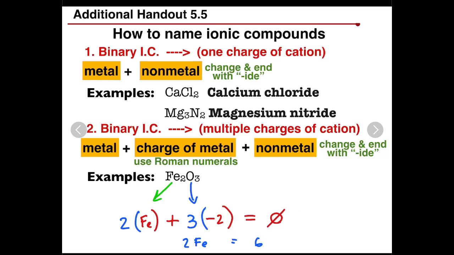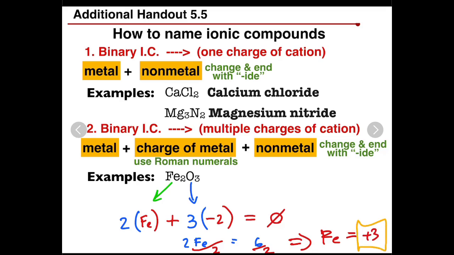Then you're going to divide both sides by 2 to get rid of that 2. So that means each iron that we are talking about is going to have a charge of +3. That's how I know it. So in this case, we are going to specify the charge of iron equal to +3.